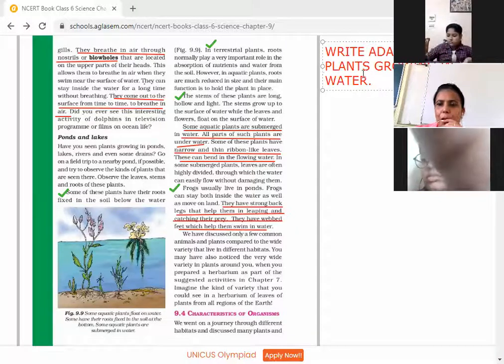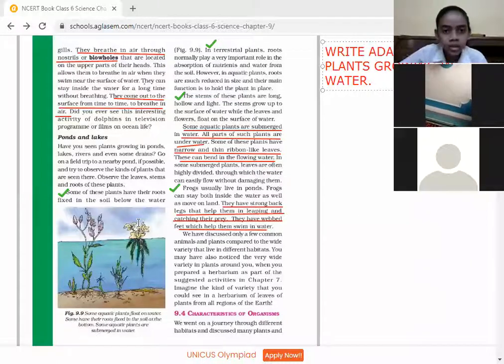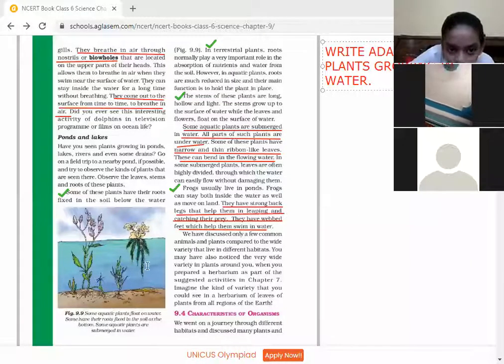Okay. So here children, three types of plants are there. Few plants are there, like see in figure 9.9. Some plants are there which float on the water. Few are totally submerged in water, and few are half on the water and half their roots are inside the water. So there are 2 or 3 kinds of plants. So you have to write down the adaptations of the plants growing in the water.